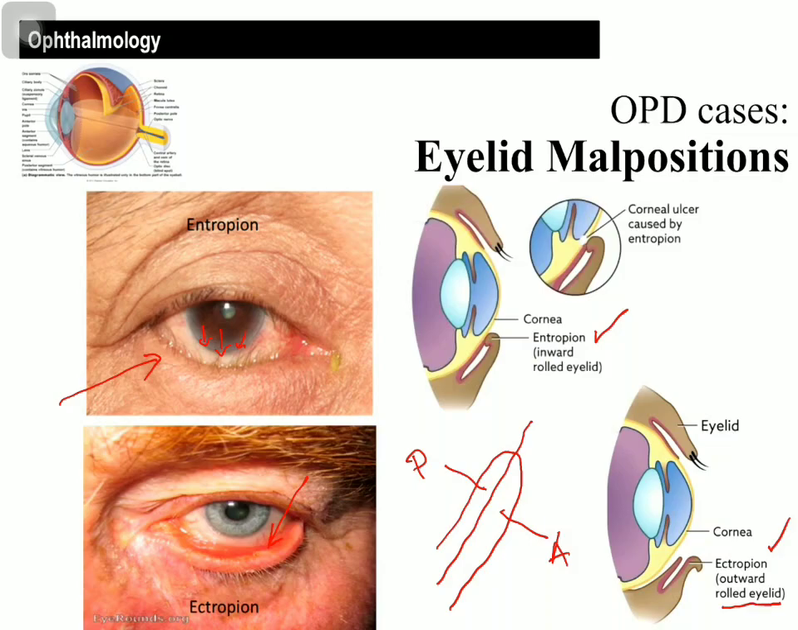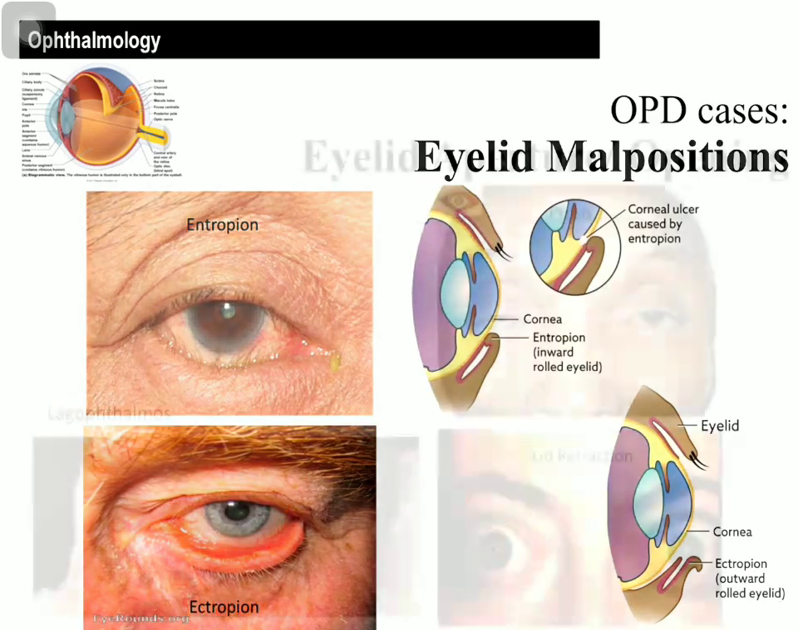It could also be involutional due to aging. It could be due to trauma. It could also be due to a tumor. If the tumor is too big over here, it can cause shortening of the anterior lamella. It can also be due to scarring because of burn injury, which results in shortening again of the anterior lamella. The symptoms of ectropion would be tearing, constant eye redness, keratinization of the conjunctiva, and foreign body sensation.